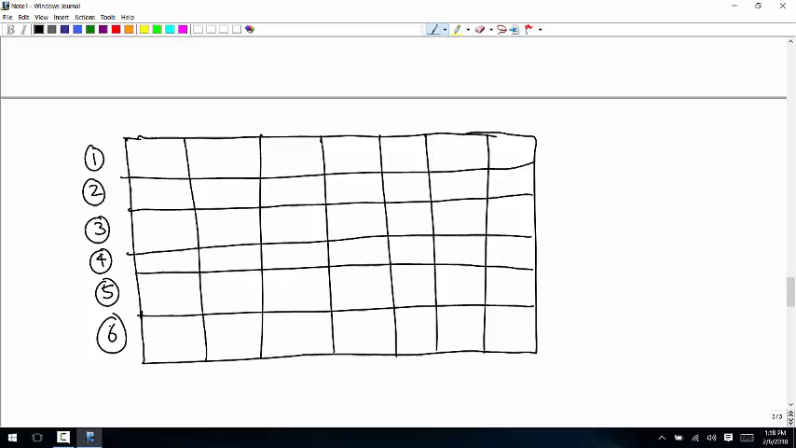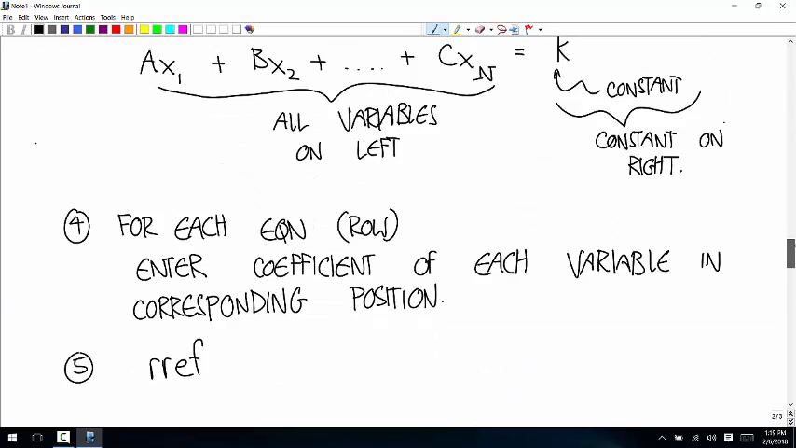And then each column represents a variable, so it doesn't matter what order we put them in, but I guess I'll go F, and then AY, AZ, and then BX, BY, BZ. And then the last column is the constant. And now I'm going to rewrite all my equations in this order.